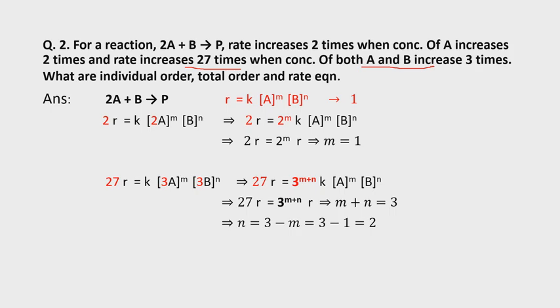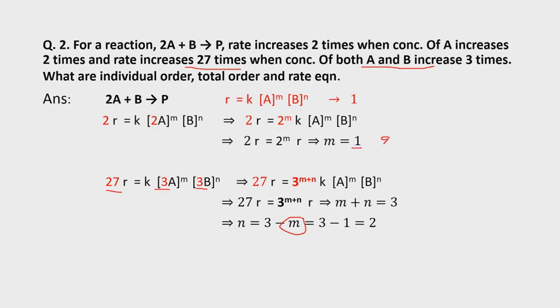So 27R, when A becomes 3A and B becomes 3B. 27R equal to 3 power M and 3 power N gives 3 power M plus N, times K A power M B power N. This is the mathematical equation again. After solving, M we have already derived. So what is the M value here? 1. So put 1 here, you will get N equal to 2.